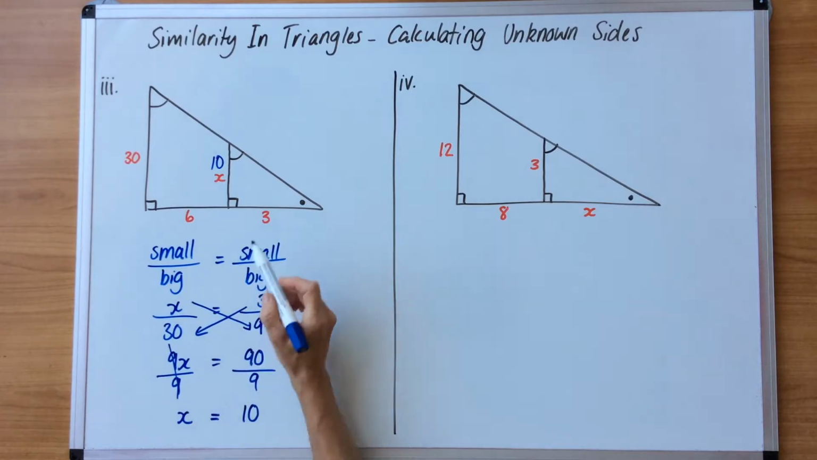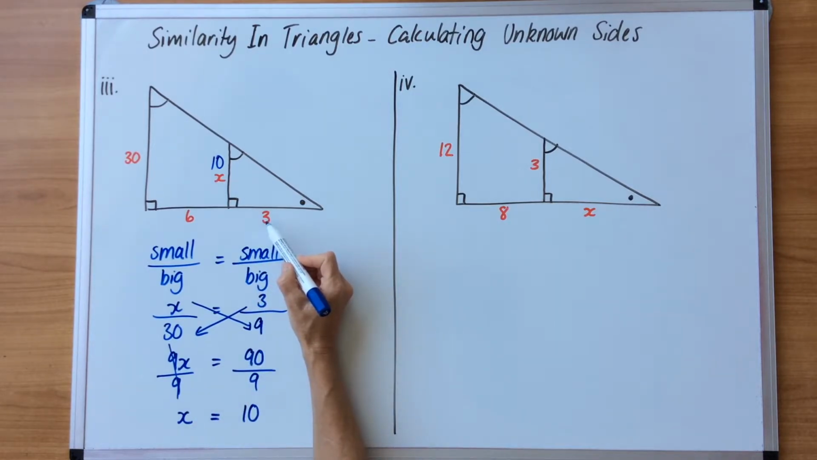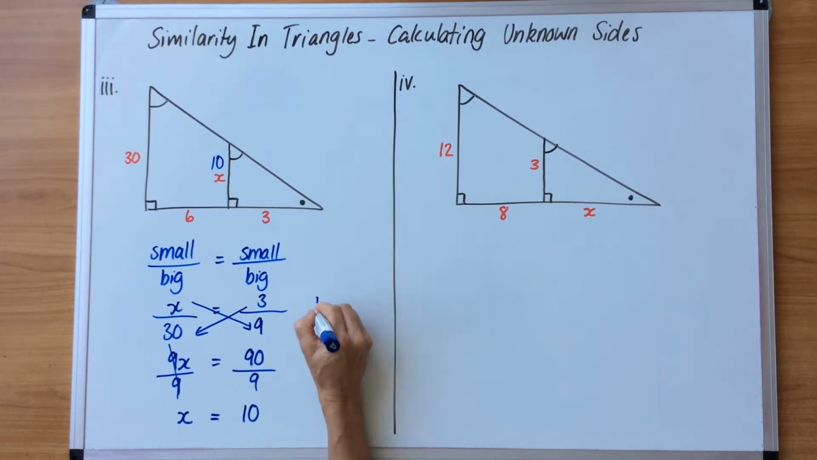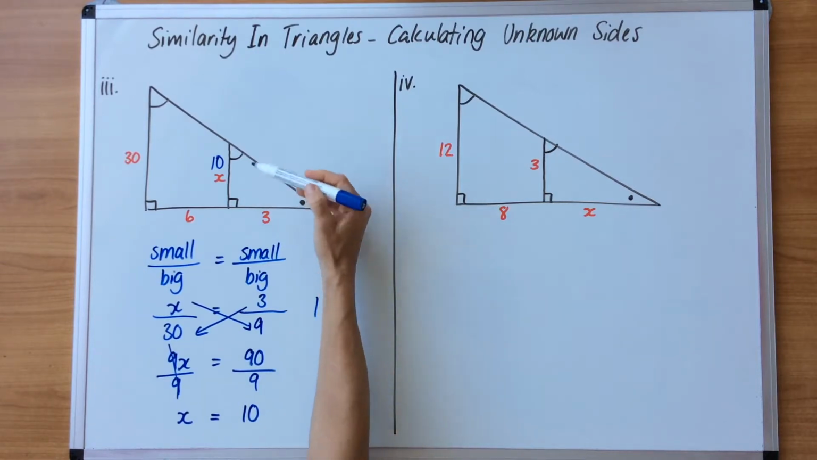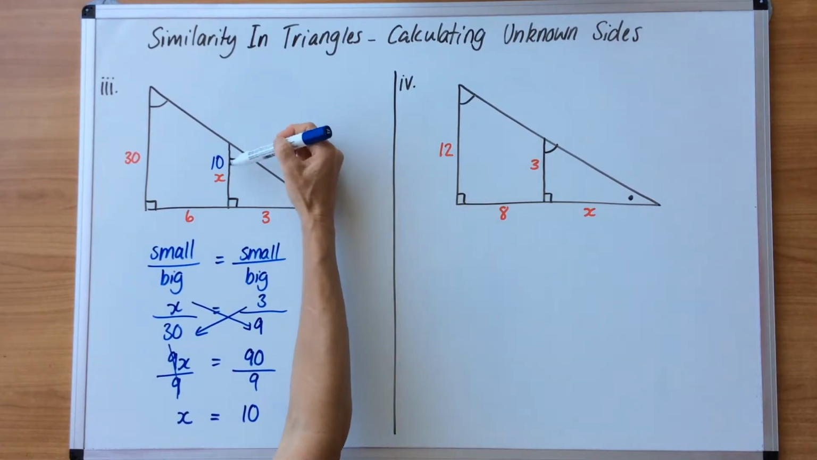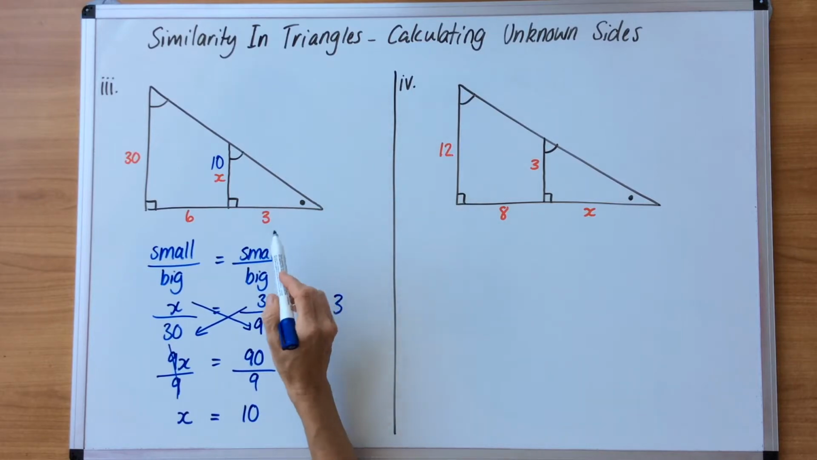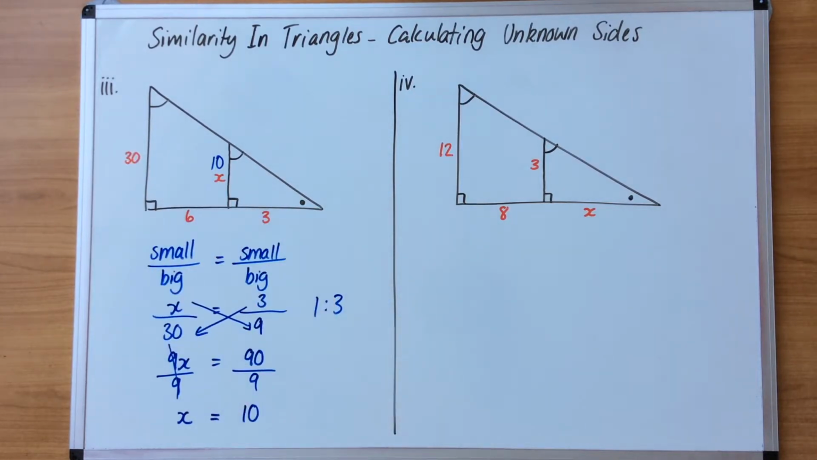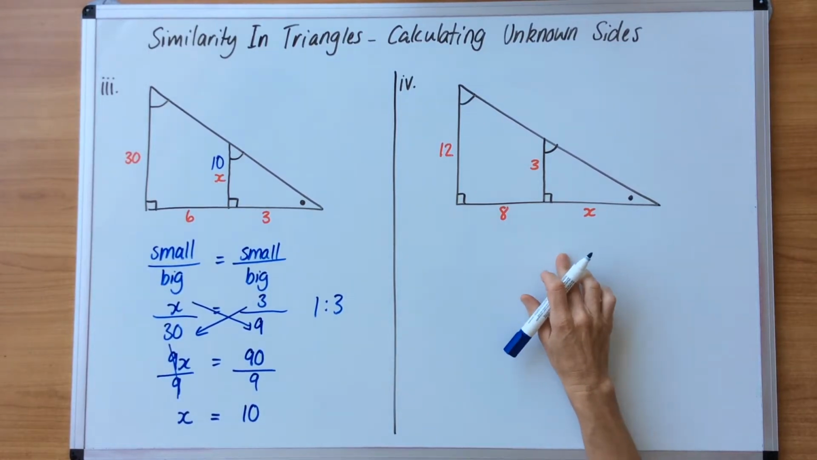So you can see here this is a ratio of 1:3, because this small triangle is the base size of 1, and then to get the larger triangle you enlarge it 3 times. We're now going to do this next question here.